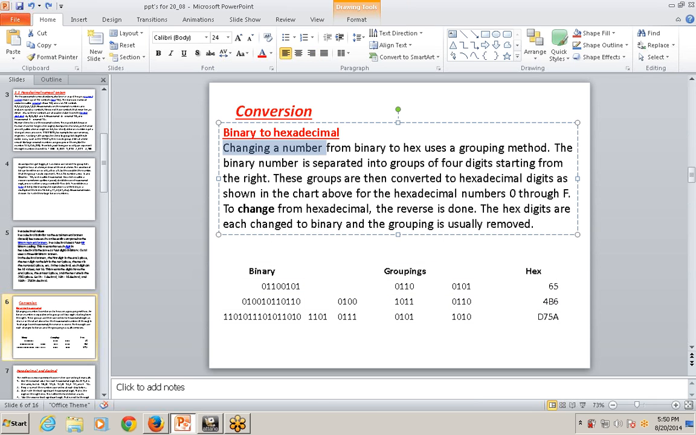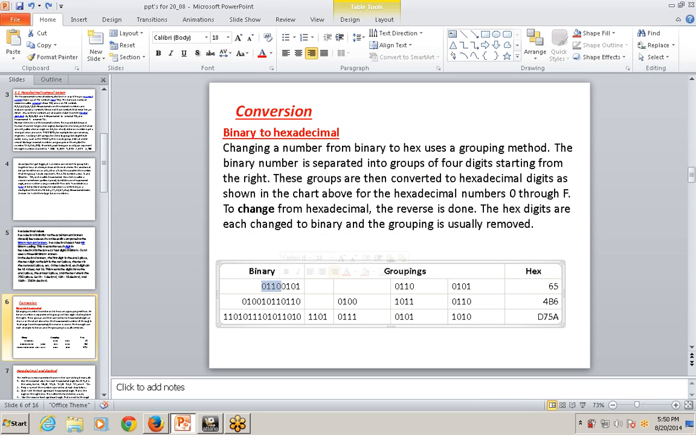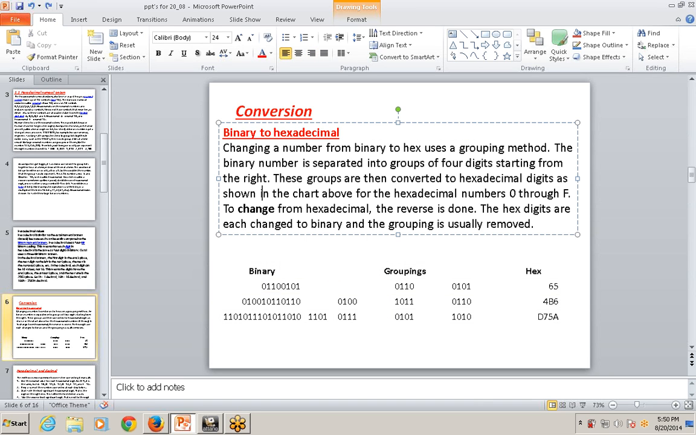Now let's see changing a number from binary to hexadecimal using the grouping method. The binary number is separated into groups of 4 digits. As I told you, the grouping of 4 digits starts from the right. These groups are then converted to the hexadecimal digits as shown in the chart for the hexadecimal numbers, that is 0 through F.